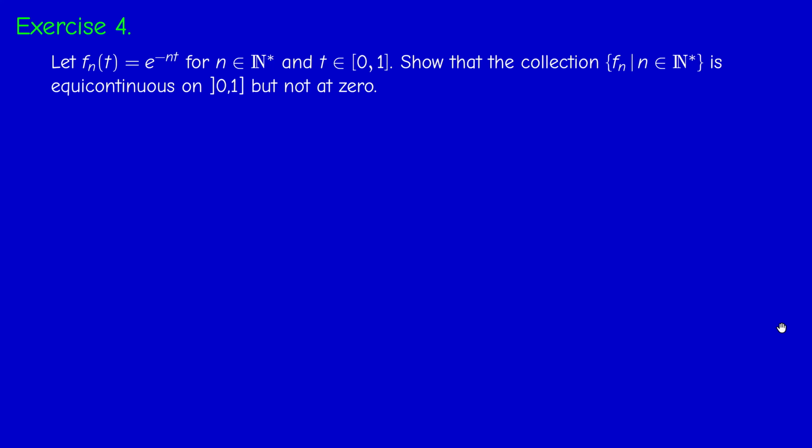So we have to prove two things. So pick an arbitrary element x in the semi-open interval. So x is strictly positive.